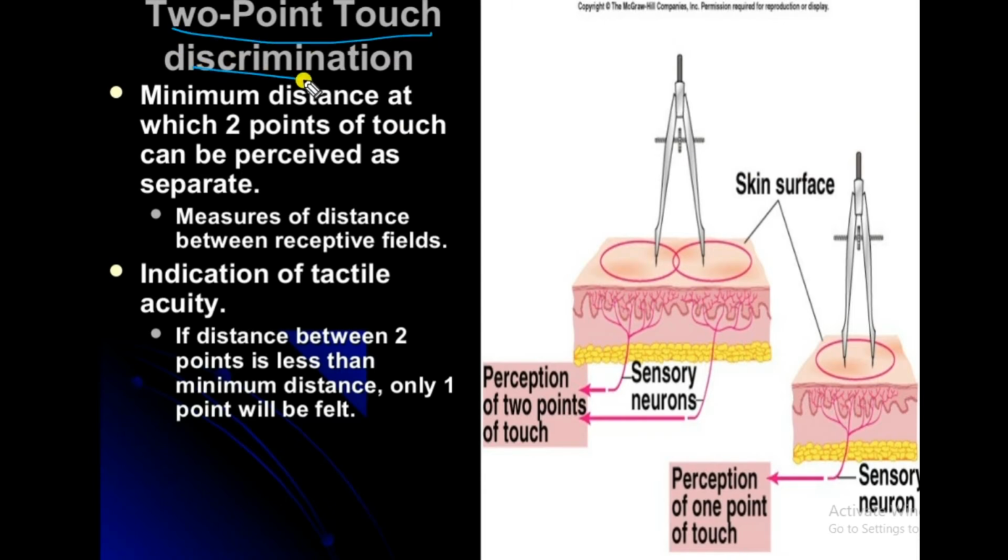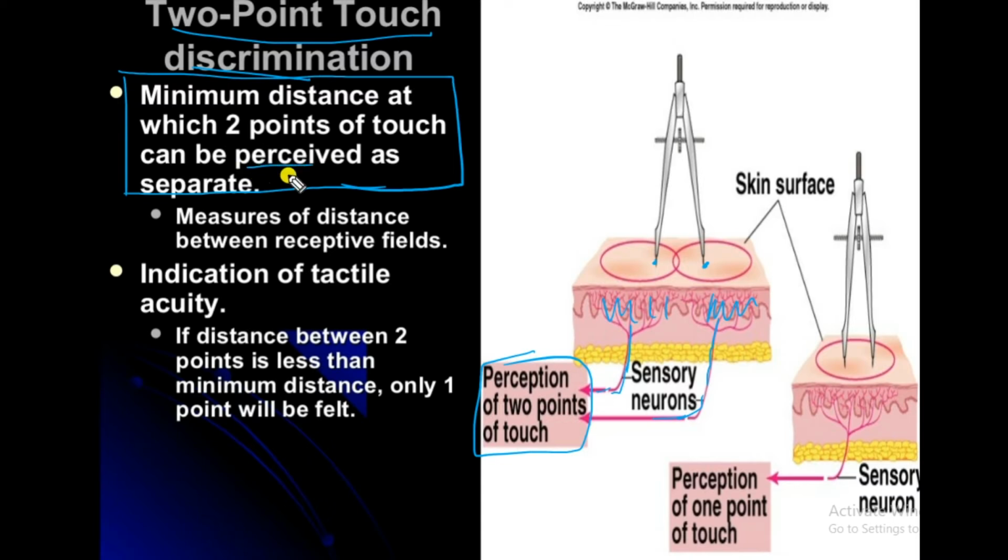Two-point touch discrimination is the minimum distance at which two points of touch can be perceived as separate. You can see two sensory neurons, and the perception of two-point touch, not as single. It measures the distance between receptive fields and is an indication of tactile acuity. If the distance between two points is less than the minimum distance, only one point will be felt.